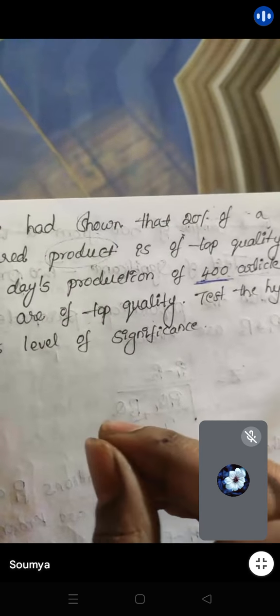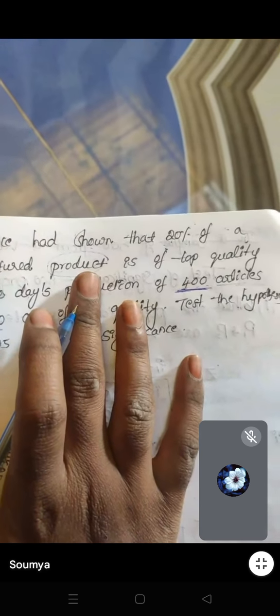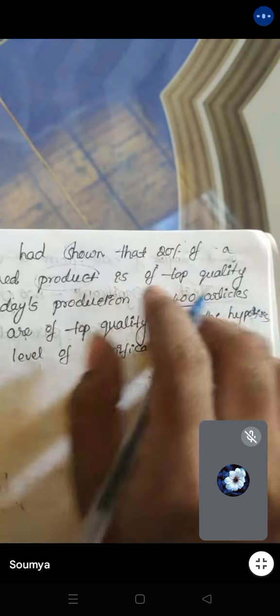In the previous classes, in testing of hypothesis, we discussed only means: mean for a single population, and in yesterday's class, the difference of means for two populations. Here we don't have any mean, there is no average term in the question. So what do you have to do? First of all, read the question thoroughly, and you can understand it.